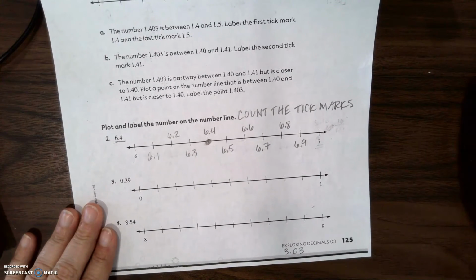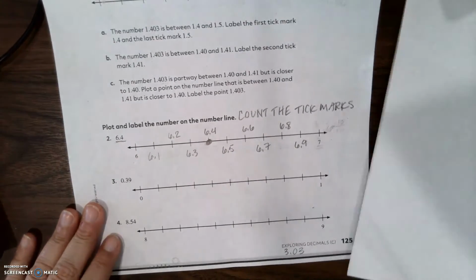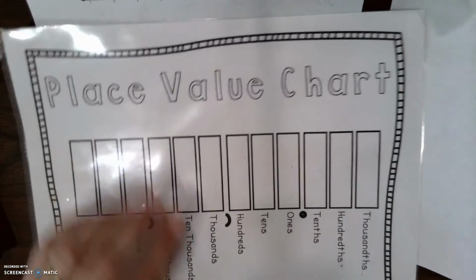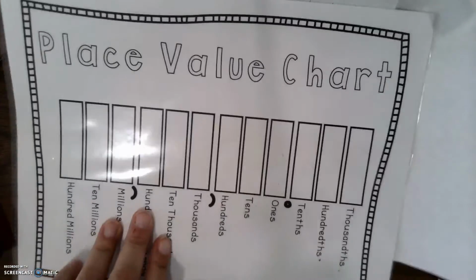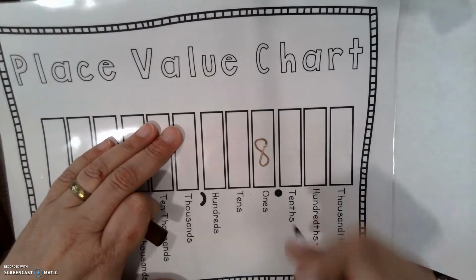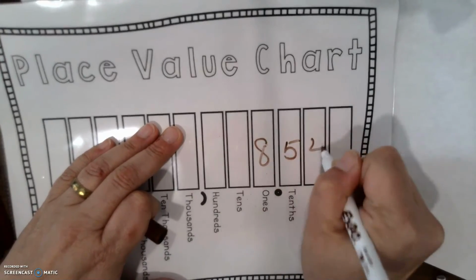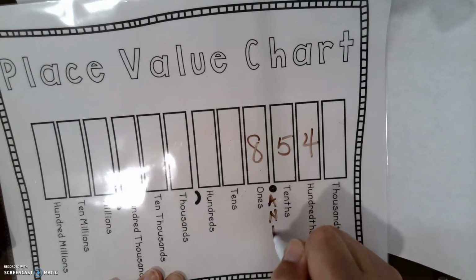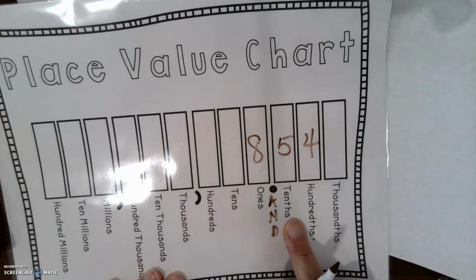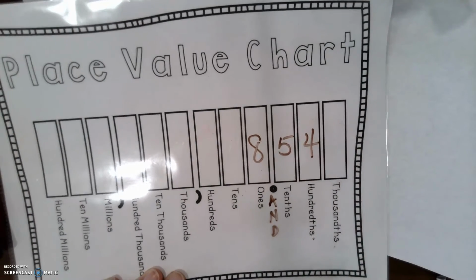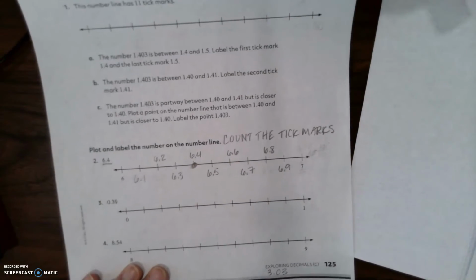Now, again, you get out your handy dandy place value chart, and we'll plot this number. Put 8 in the ones column, and then 5 and 4. So we say this number 8 and 54 hundredths. Okay? Well, let's look here.